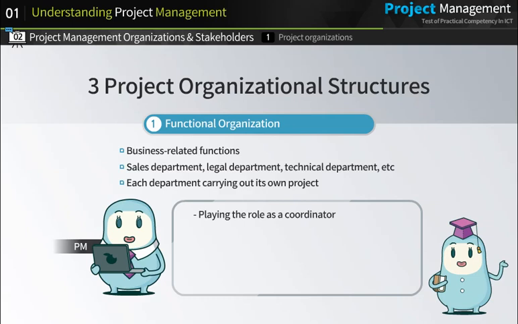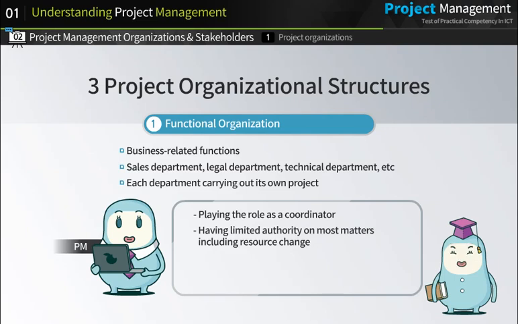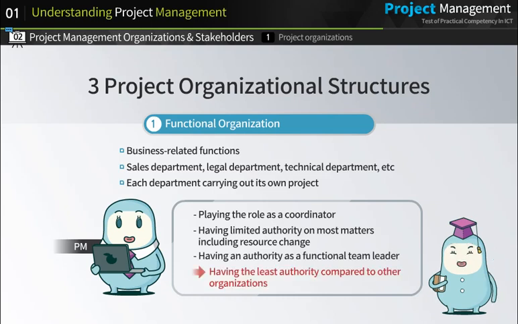In a functional structure, a project manager plays the role as a coordinator, having limited authority over most matters, including resource changes, and having an authority as a functional team leader. A project manager has the least authority compared to those in other organizations.